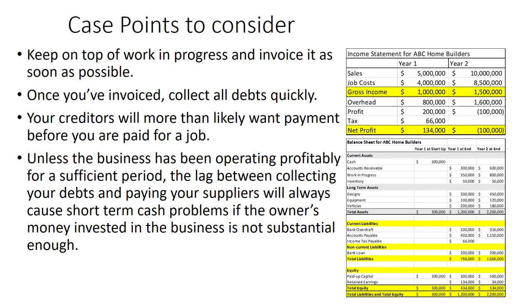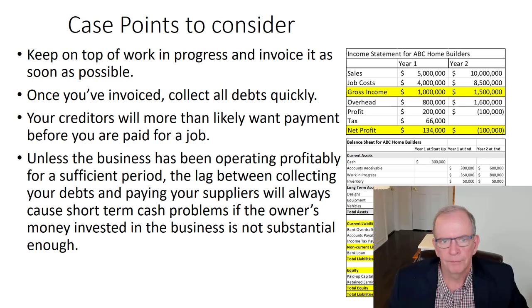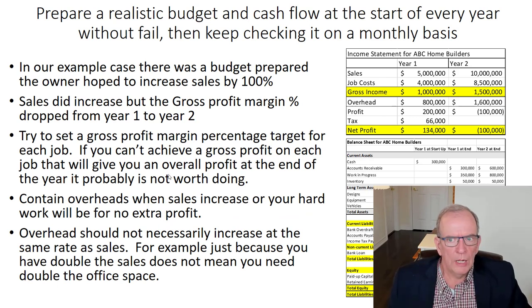Those are things that you've got to think about in a business, and they're things that you've got to think about personally as well. But in a business, it's on a higher scale. There's a higher level of responsibility involved with it. So in our example case, there was a budget prepared. The owner hoped to increase sales by 100%. They did increase, but the gross profit margin percentage dropped from year 1 to year 2, as we mentioned.